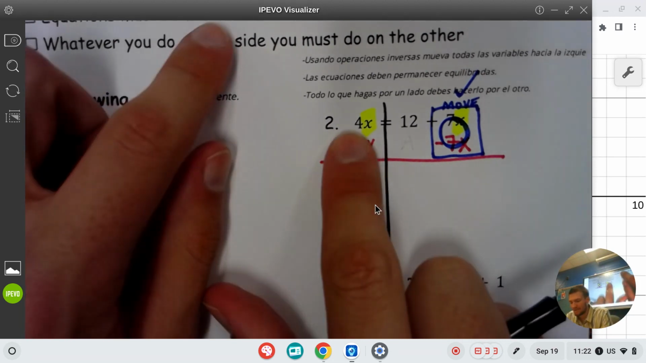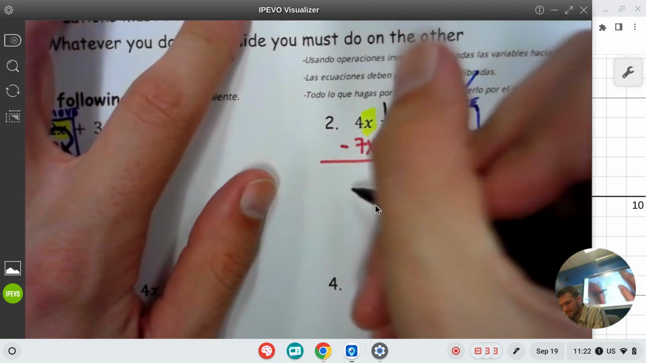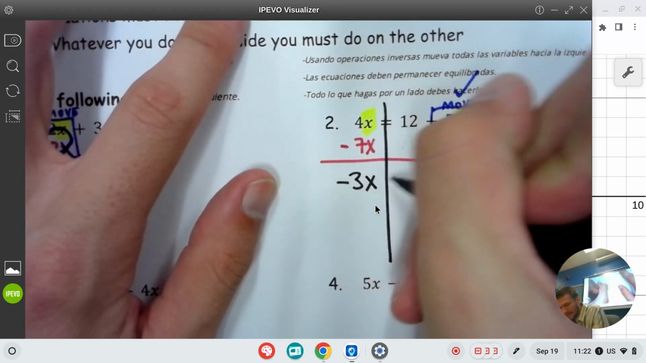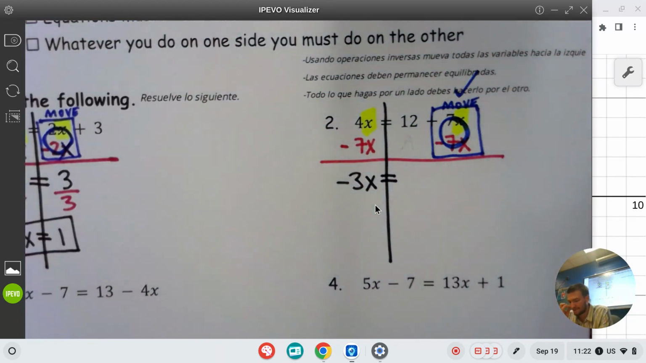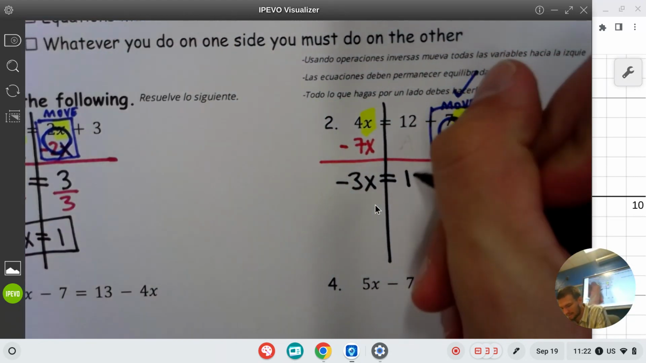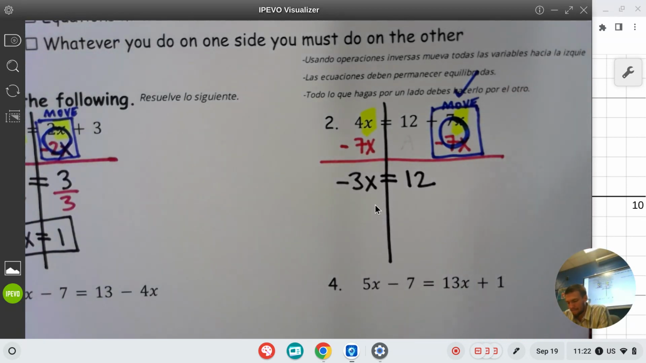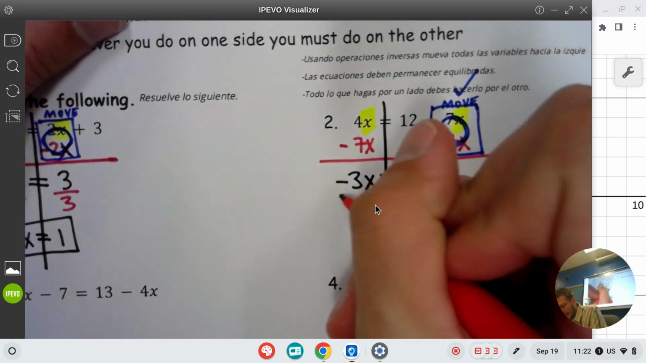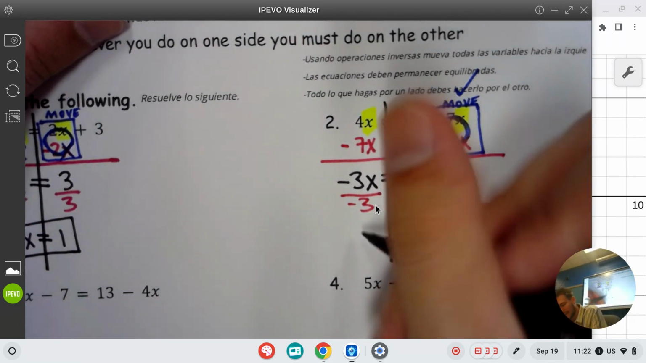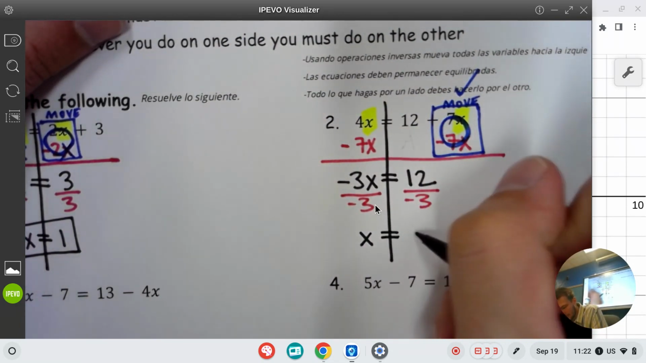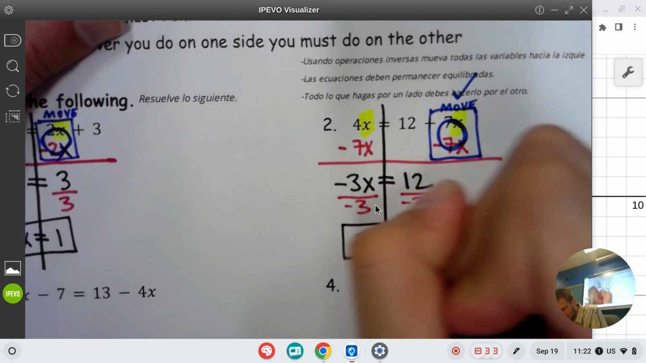All right. What's 4x's minus 7x's? -3x's. Put an equal sign, and what is left over? 12. And then we're going to finish with divide. Divide by -3, divide by -3, and we're going to end up with x equals -4.